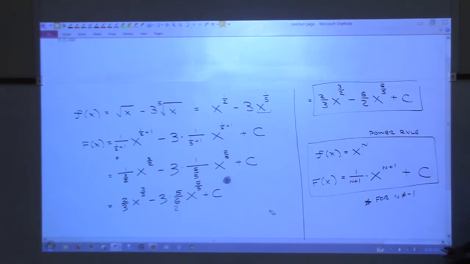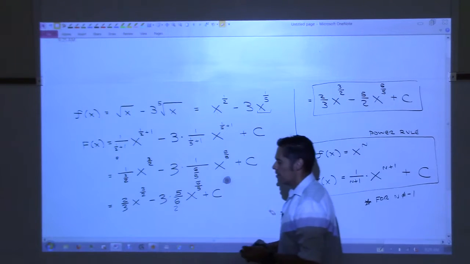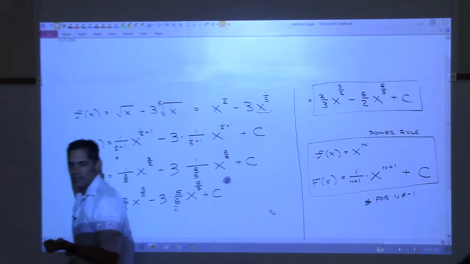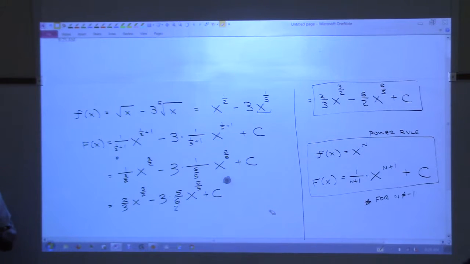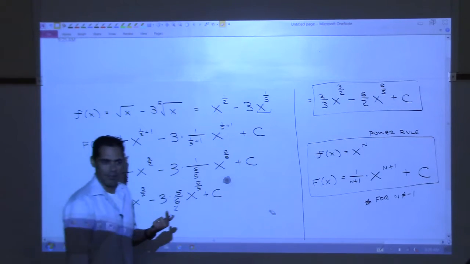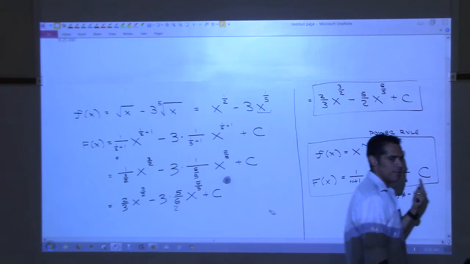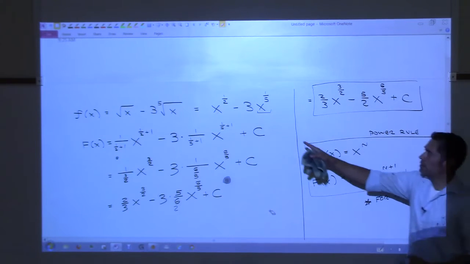Now there's some really good news here when it comes to antiderivatives. Really good news. You can always know whether or not you're right. How? Just take the derivative, right? If you take the derivative of this, you better get back this, right?